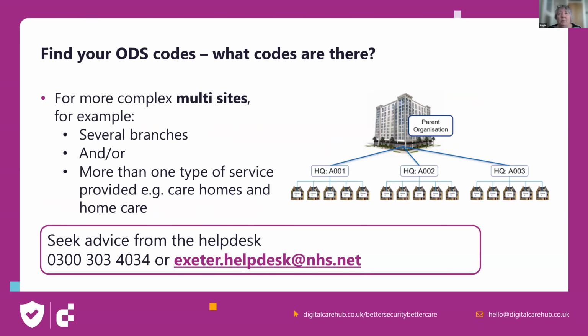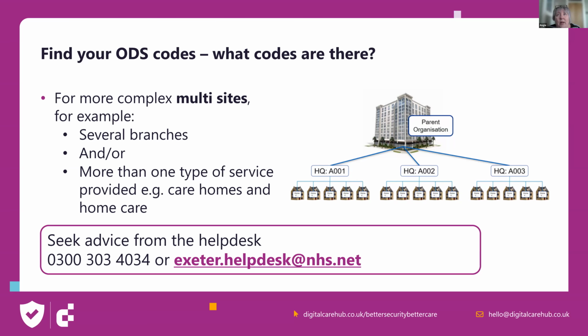For more complex multi-sites, if your organisation is more complex, for example, if it offers different types of service, perhaps including some services that are not registered by CQC, or it has many main offices or branches, you'll have more than one head office code and multiple site codes. You may need to complete more than one Toolkit entry. You'll need to seek advice on that.